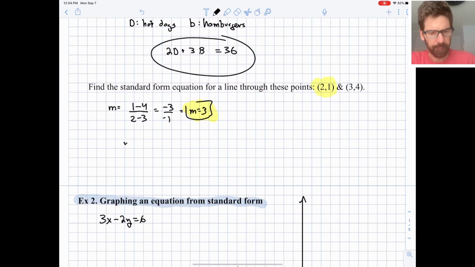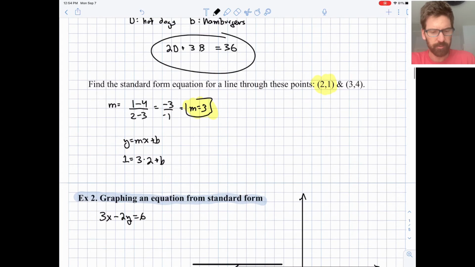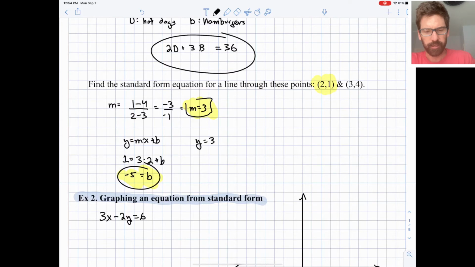So y is 1, m is 3, x is 2, plus our unknown b. Once we subtract 6 from both sides, b is going to be negative 5. So we have the pieces of the slope-intercept form equation that we need: y equals 3x minus 5.